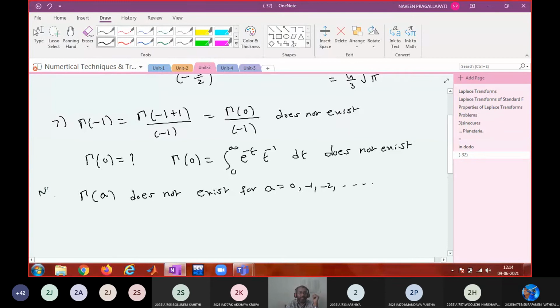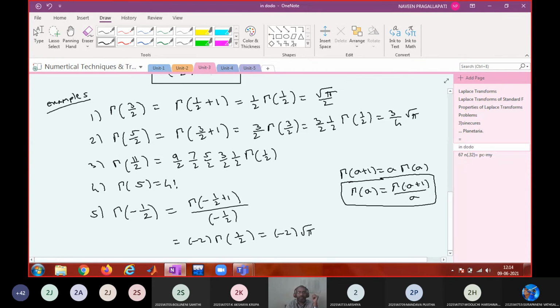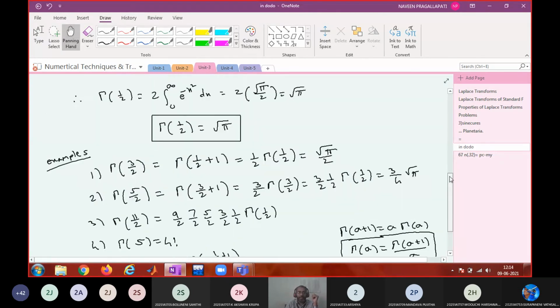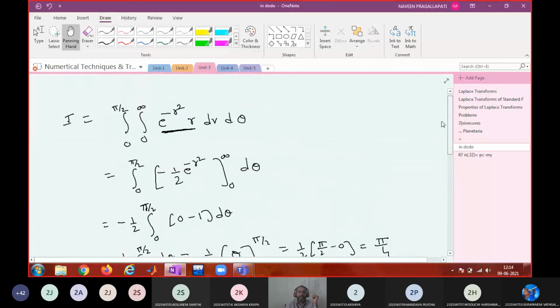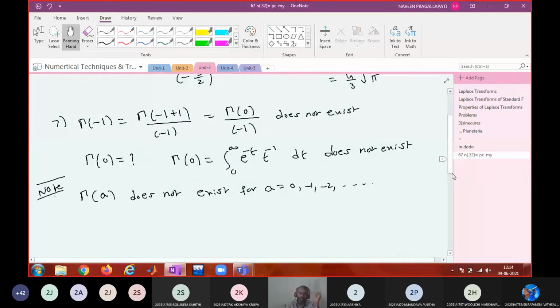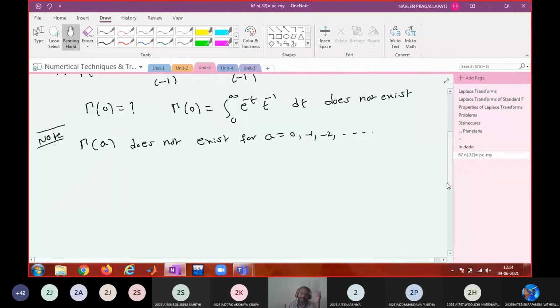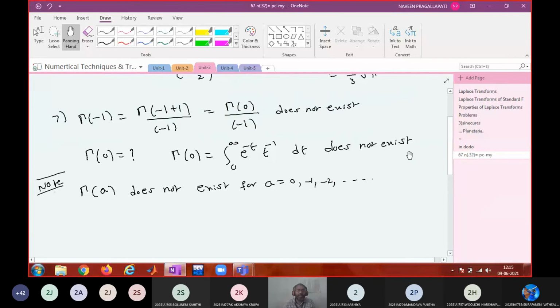So what I am trying to say: if a is negative, use this formula. If a is positive, use the first formula, gamma of a plus 1 equal to a into gamma of a. Now why am I telling all these things? We have spent a lot of time to learn about the different properties of the gamma function.